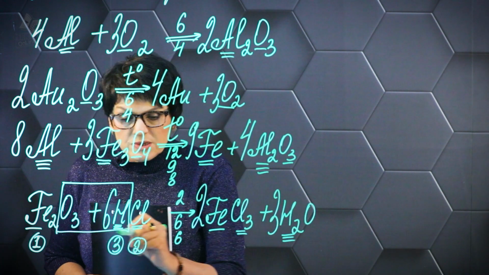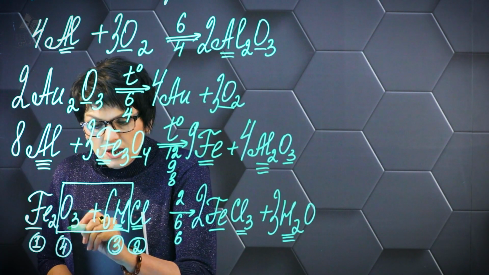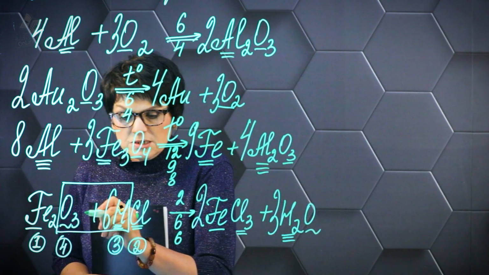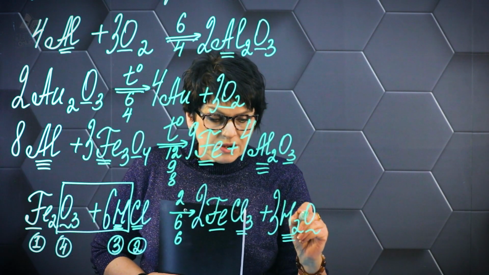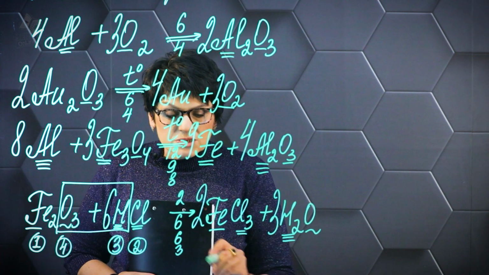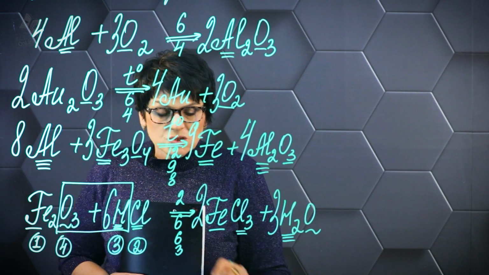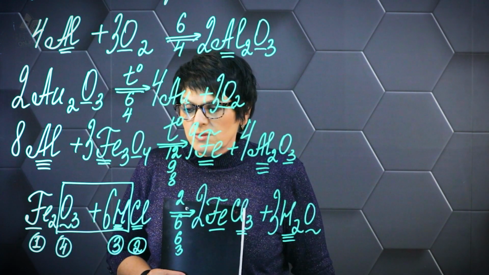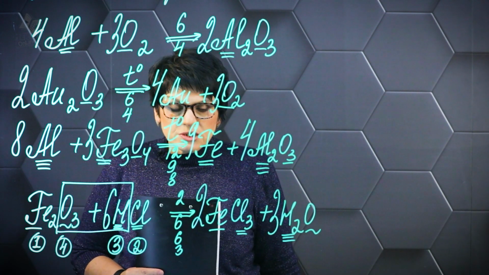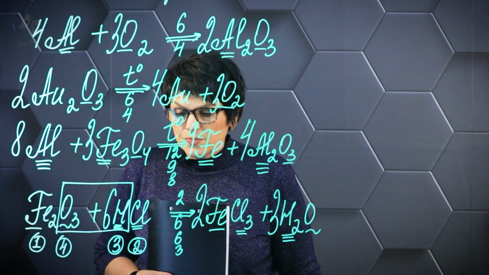Now we just need to check the oxygen. He's our fourth in line. Let's emphasize it with a wavy line. There are 3 oxygens on the left side, and as we can see, there are also 3 on the right side. So the equation is equalized. The equation can be read as Fe2O3 plus 6HCl equals 2FeCl3 and 3H2O.